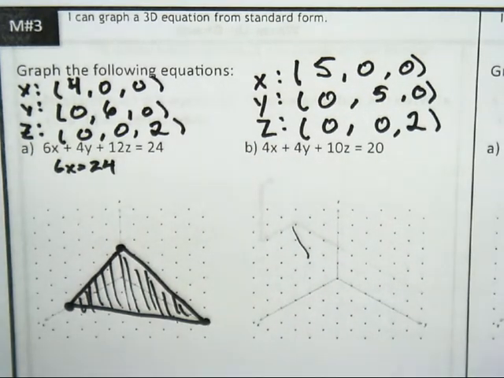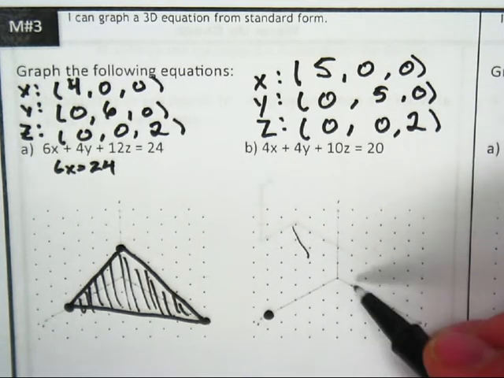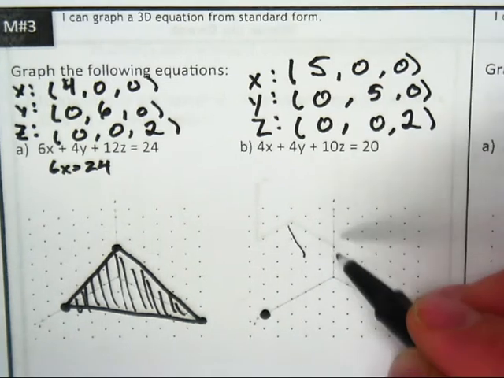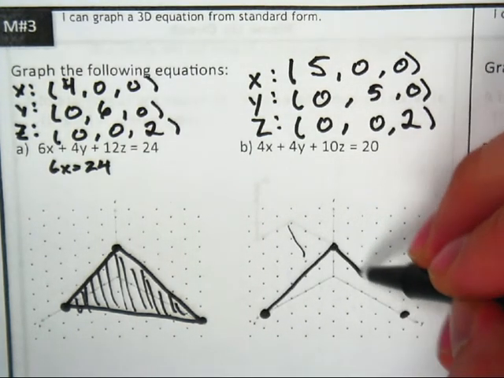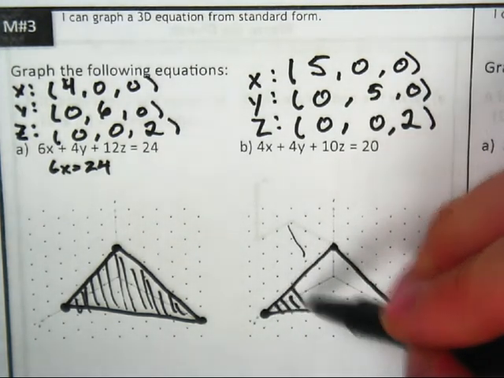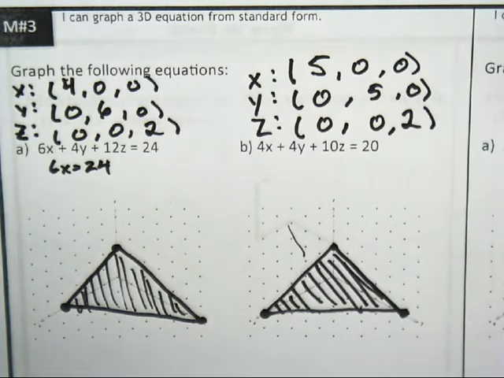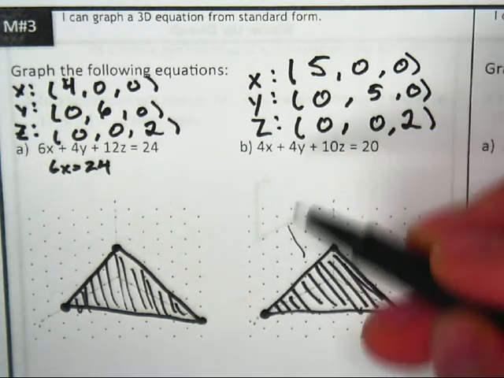Again, and so now you plot these points. 1, 2, 3, 4, 5. 1, 2, 3, 4, 5. And 1, 2. And then you would connect those points with line segments. And you can shade in to show that this is a plane that exists in 3-dimensional space on your x, y, and z axis.